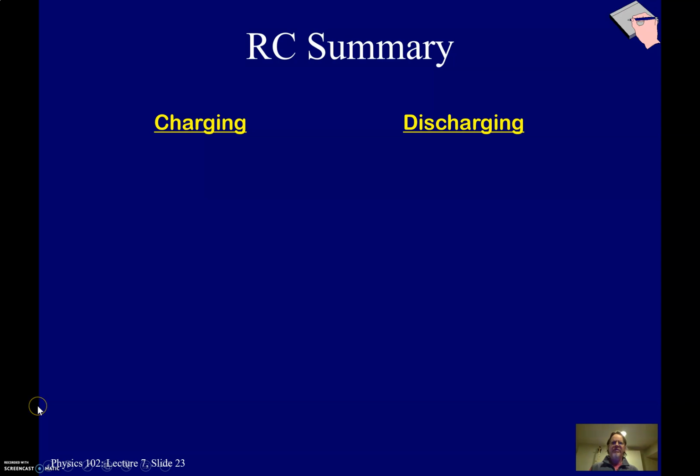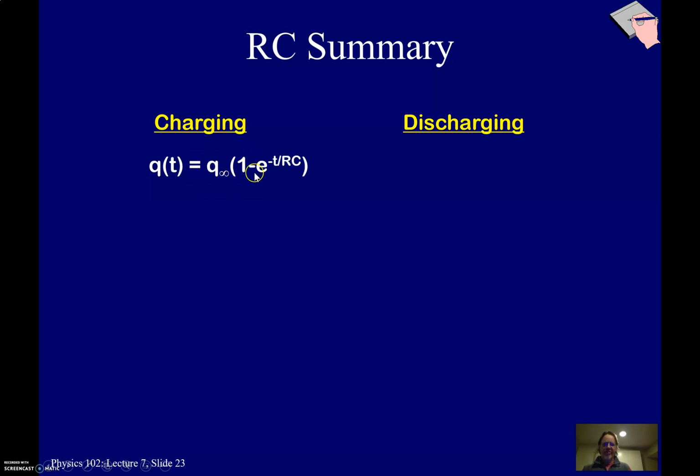Okay, where we left off is a summary of all the RC happening, so it won't take more than about a minute or two. So charging is different than discharging. Remember the equation to find out what the charge stored on the capacitor is when you're charging it from when there's no charge on it. This is the maximum charge.